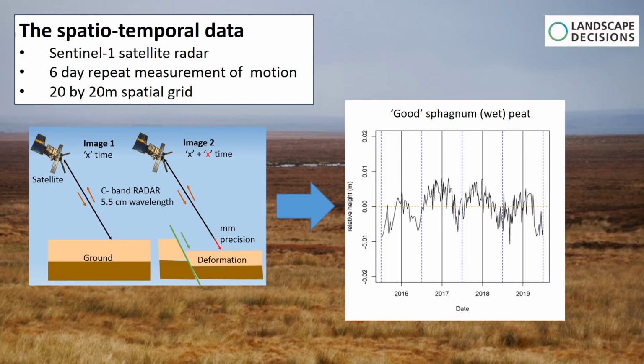The algorithm is obviously much more complex than the diagram suggests, but what we end up with for each 20 by 20 metre grid square is a time series like the one on the right. This is 5 years worth of data, and this is over good sphagnum wet peat, and what you can see is we have a reasonably clean time series apart from a little bit of jaggedness and noise, and within each year you can see an up-down movement of the peat. These time series are typical of what we find in peatlands.